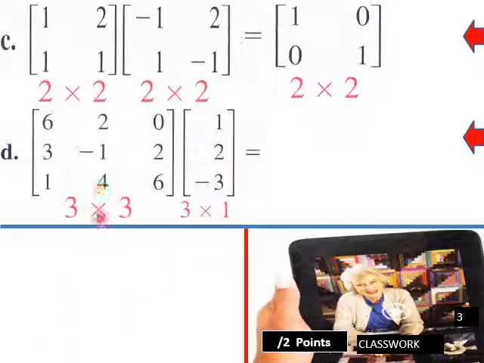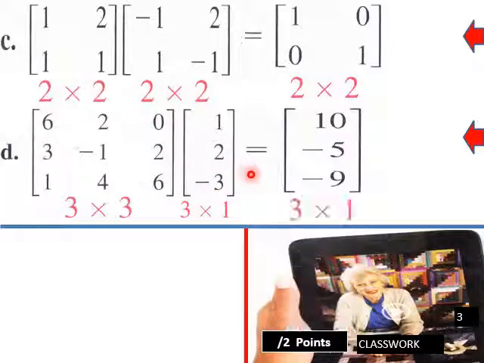And then for D, again, we've got a 3 by 3 by a 3 by 1. So row times column here, we have 6 times 1 would be 6. 2 times 2 would be 4. And 0. So 6 and 4 would be 10 for our column here, 10. And then we have 3 times 1 would be 3, -2, and then 4.